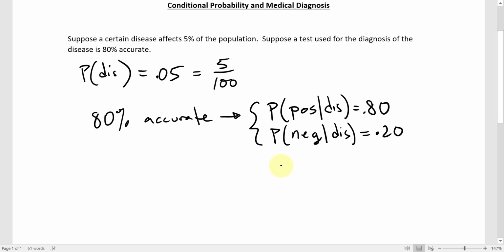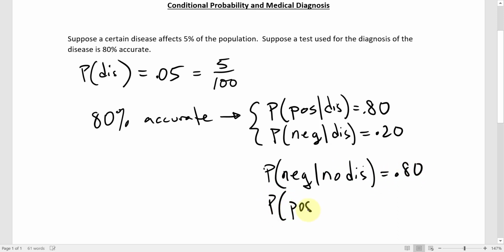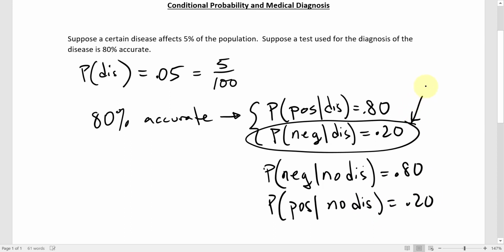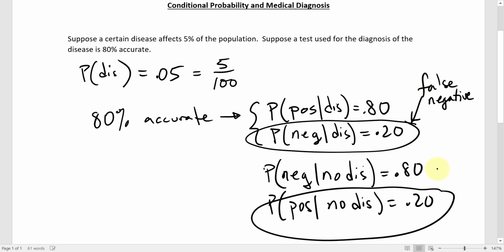Let's group those two together, and then let's say similarly, being 80% accurate, if you didn't have the disease, 80% of the time it will show negative, right? So that means the chance that you test negative when you have no disease is also 80%. But that also means the chance that you test positive if you have no disease is 20%. This is what we call the false negative, and this is the false positive.